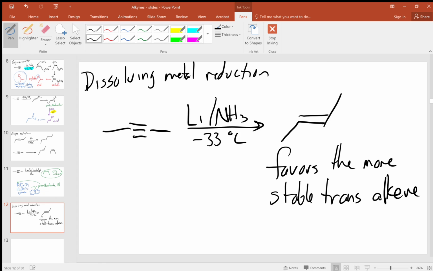So overall, when it comes to reducing alkynes or hydrogenating alkynes, you have three options. You can use palladium on carbon with hydrogen and you get the alkane. You can use the poison catalyst, Lindlar's catalyst, and get the cis alkene. Or you can use the dissolving metal reduction and get the trans alkene.